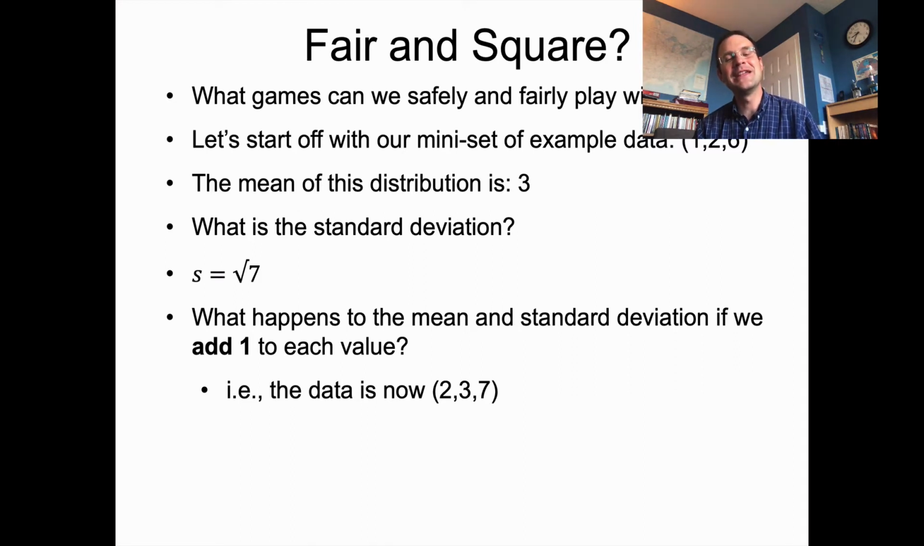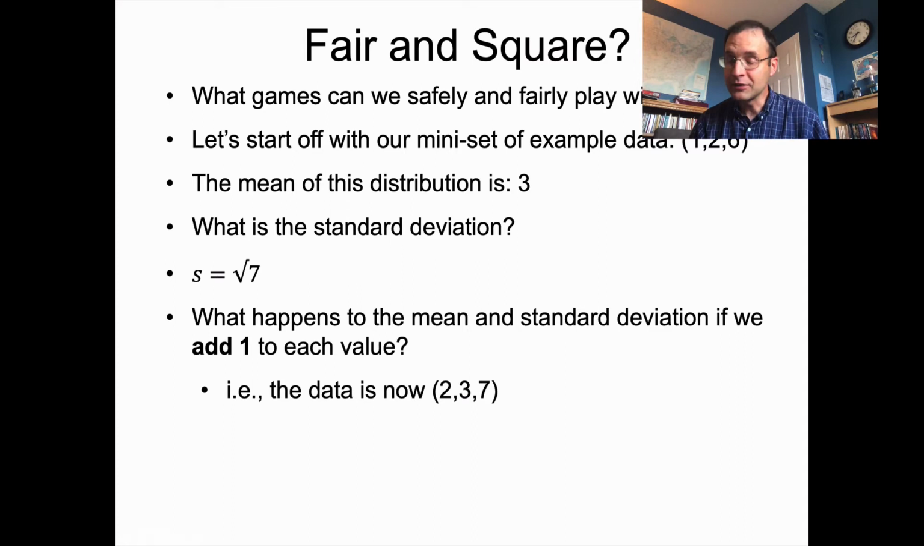happens to the mean and standard deviation if we add 1 to each value. So we're going to tweak the data a little bit and see if we can get away with it. So we're going to add 1 to each of these three numbers. And that'll give us a sequence or a distribution of 2, 3, and 7. And maybe you can just stop and think for a second, what is the mean value of these three numbers now? It was 3 before. What's it going to be when we add 1 to each value?